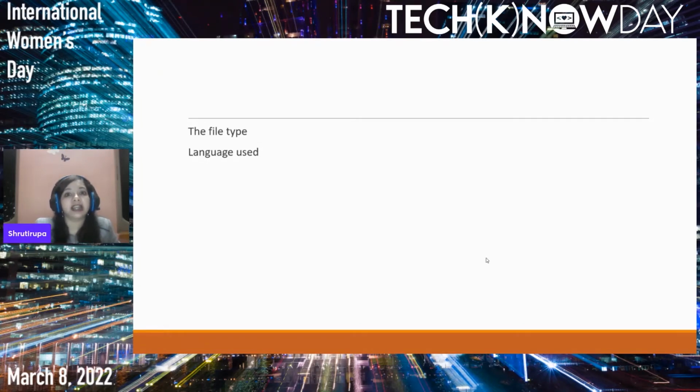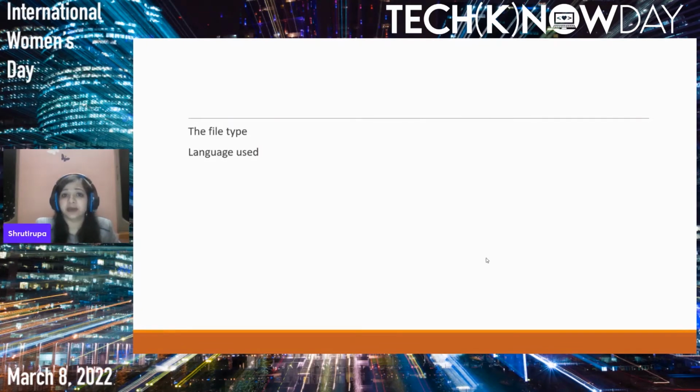So we are detecting and analyzing these kinds of things. First of all, we are thinking about what the file type could be. Is it a PDF, or a document, or an Excel file, or PowerPoint? What kind of file could it be? What kind of language could it be based on?